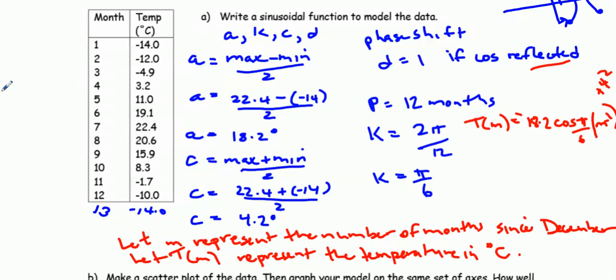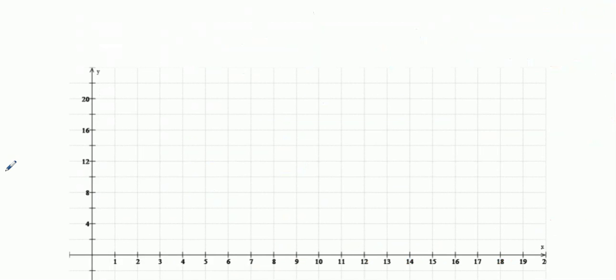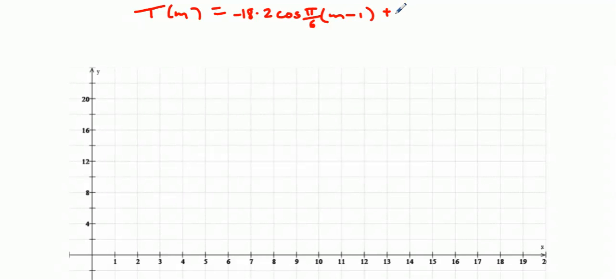So what it's asking you to do is just make a scatter plot and then graph this as well and compare the two. So I'm just going to write my equation out again. So that's T equals, I can't remember, negative 18.2 cos pi by 6 M minus 1 plus 4.2.